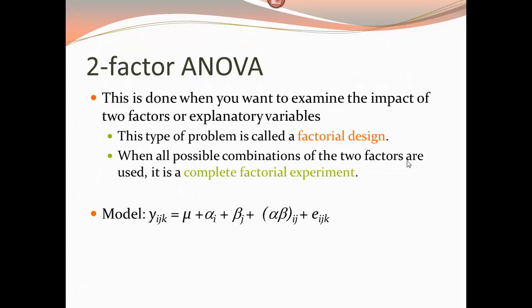Then I can run a 2-factor ANOVA. My 2-factor ANOVA is done when I want to examine the impact of 2 factors or explanatory variables. This type of problem is called factorial design. When all possible combinations of the 2 factors are used, it's a complete factorial design. So this is like looking at the impact of 2 different treatments. So my coefficient alpha is going to be the impact of factor A. My coefficient beta is going to be the impact of factor B. And then I'll have my interaction term between A and B.